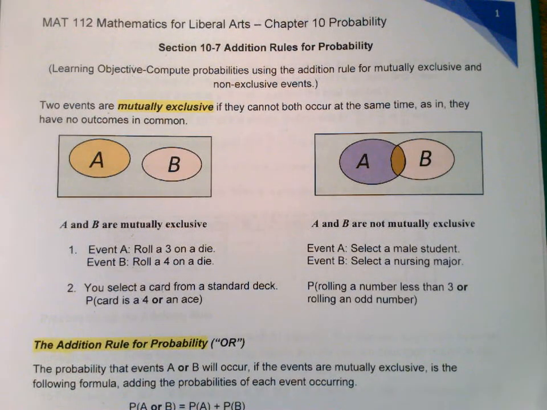Chapter 10, Section 7, Addition Rule for Probabilities. We're going to compute probabilities using the addition rule for mutually exclusive and non-exclusive events.